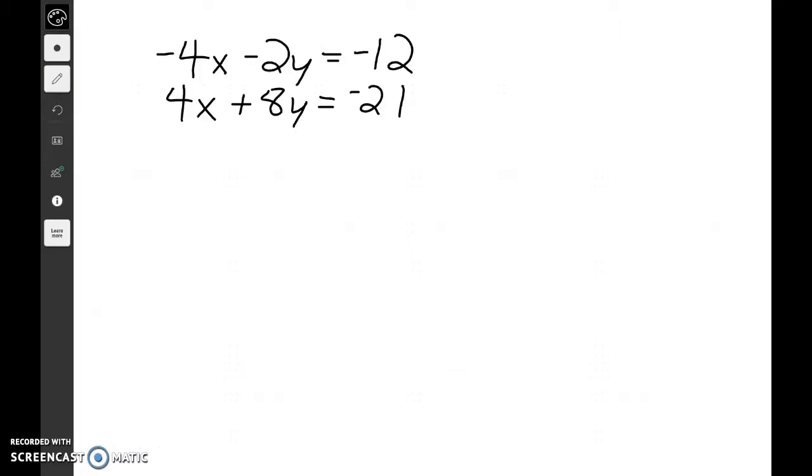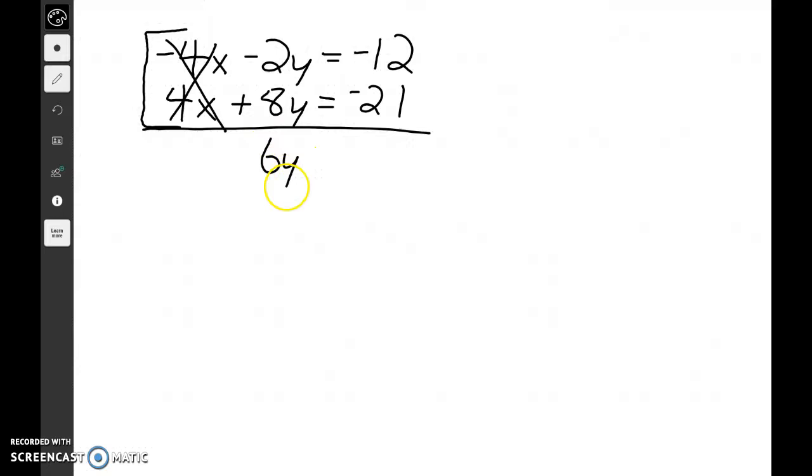So if you look at these two problems, what do you notice about the negative 4x and the 4x here? They're already opposites and they'll already cancel out, right? If I say 4 minus 4, what's 4 minus 4? 0. So I can go ahead and combine these and say that those cancel out since they're opposites. And then on this, I'm going to have negative 2 plus 8 is going to be 6y. And then negative 12 minus 21, that's going to add together and give me negative 33, right?